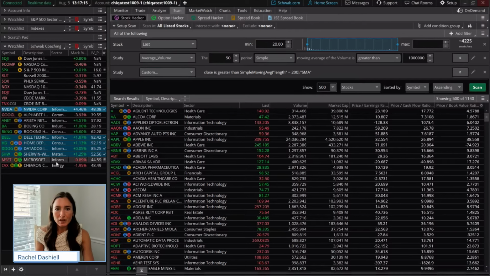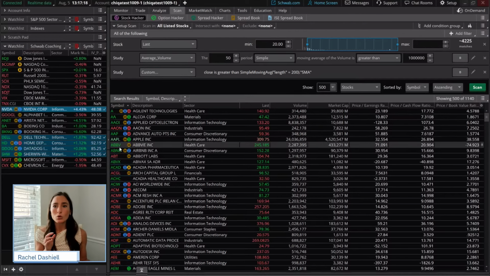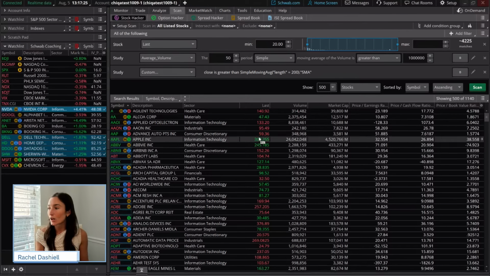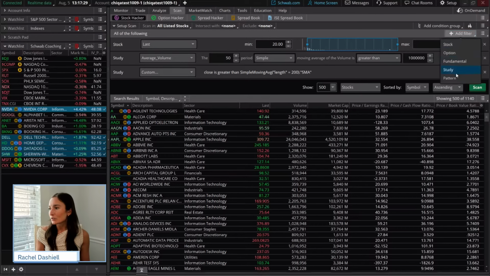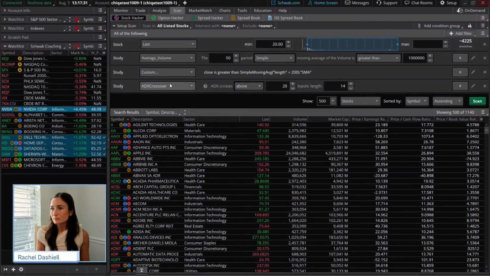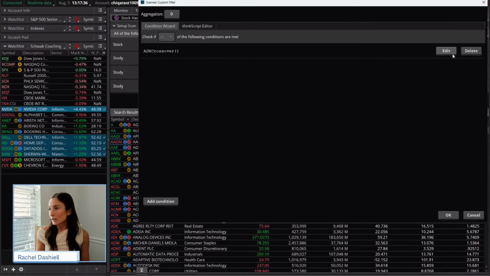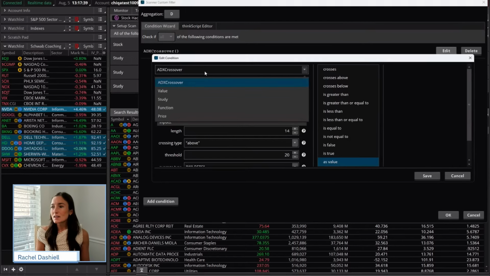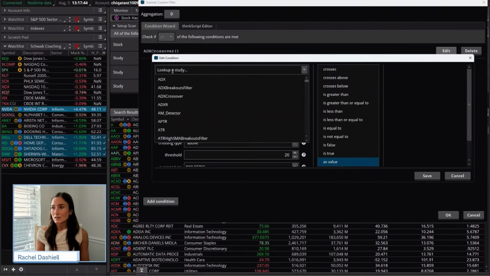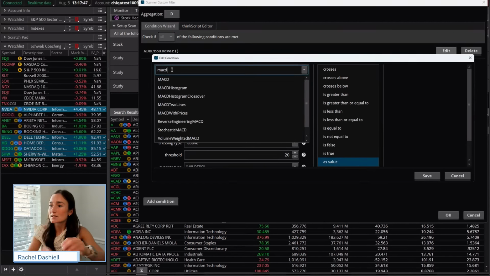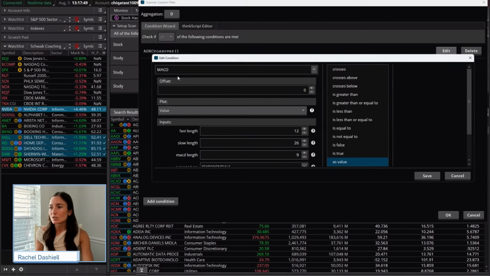Now what we're going to do is look for a bullish MACD crossover. So that MACD line, that blue line, crossing the signal line, which was that yellowish line, within the last 3 days. So we're going to go add a filter. We're going to go to a study. We're going to scroll down. We're going to go to custom again. We're going to hit edit. Now on this side, we're going to select study since we're working with the MACD. And I'm going to search for MACD, the moving average convergence divergence.